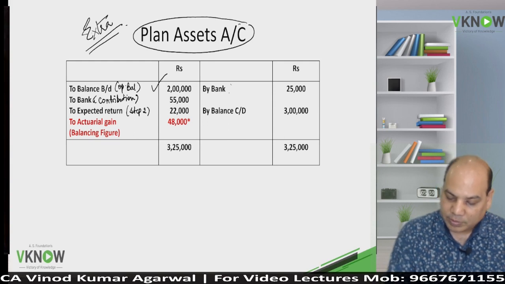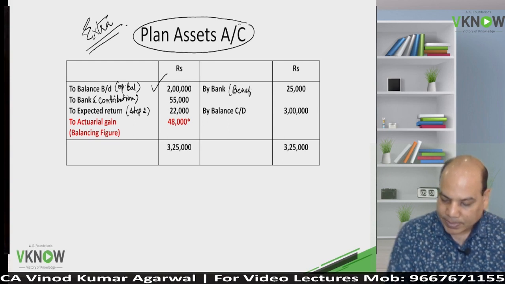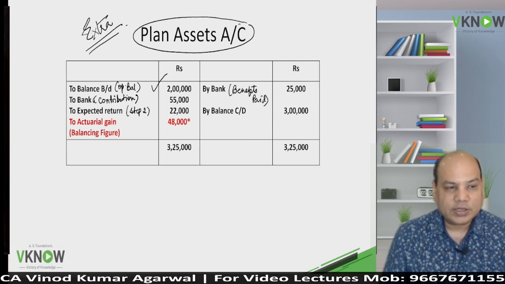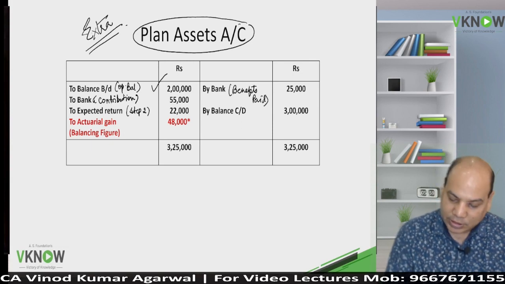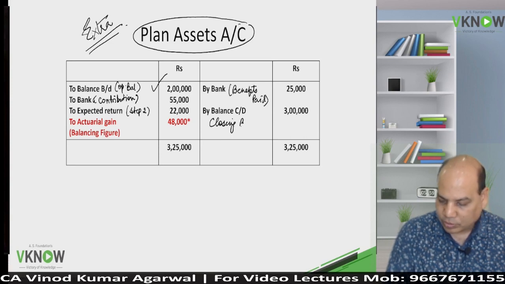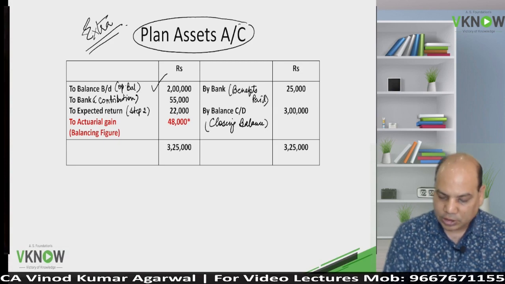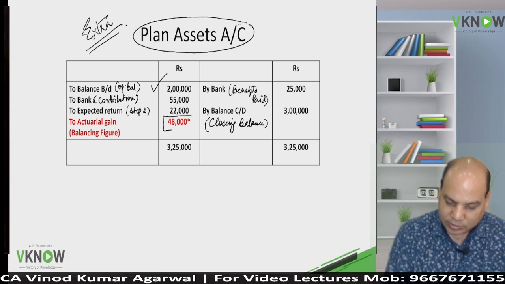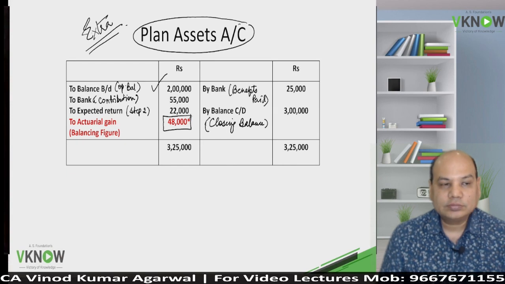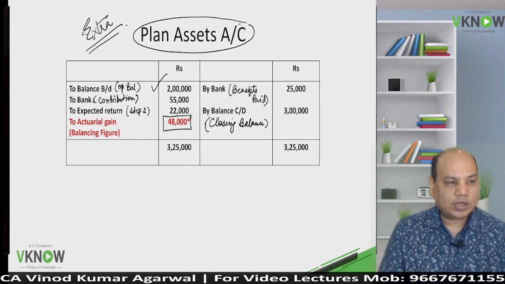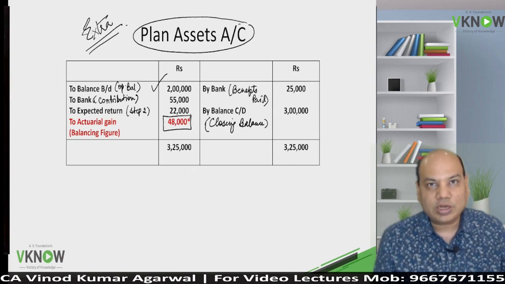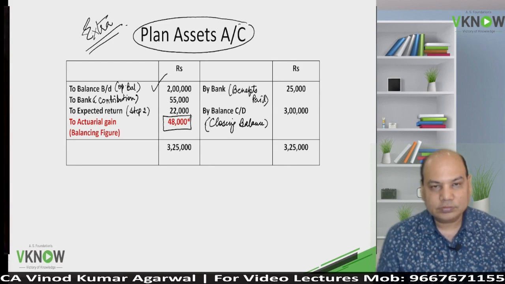Then write down by bank, benefits paid 25,000. By balance carried down, closing balance 33 lakh. So the balancing figure is actuarial gain. To actuarial gain, balancing figure.